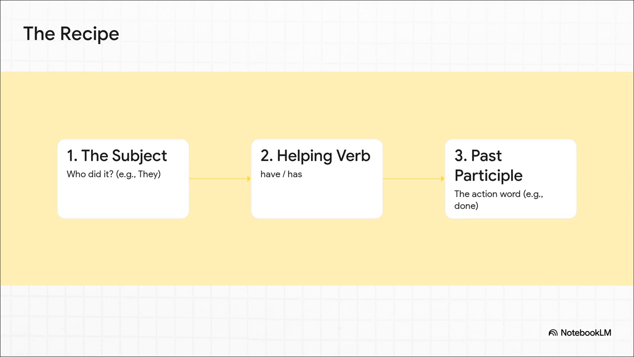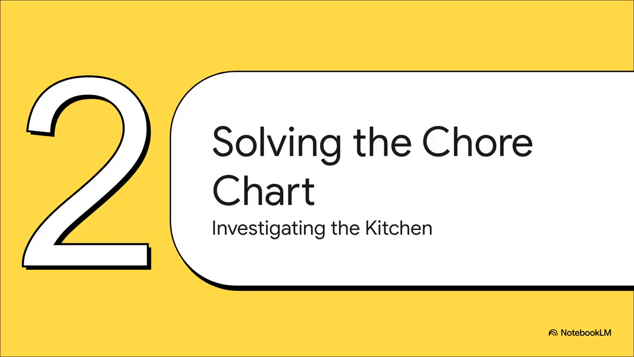And you know what? Building it is super simple. You can just think of it like a 3-step recipe. First, you need your subject. Who did the thing? Next, you need a little helper verb, either have or has. And finally, you pop in the action word, but in a special form we call the past participle. Words like done, cleaned, or seen. That's it. Subject, helper, action. That's the whole formula.